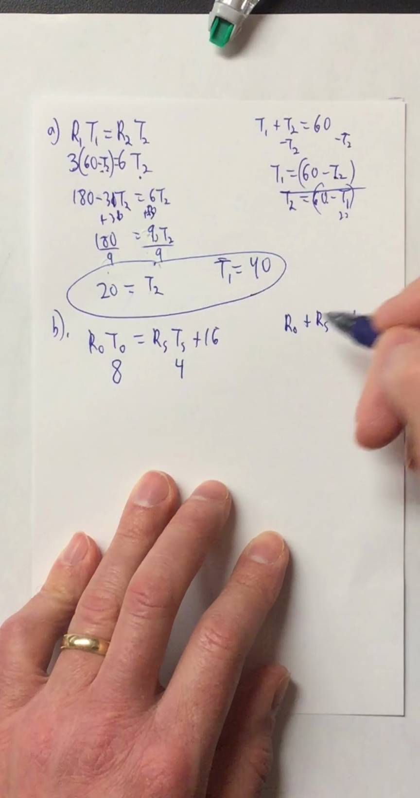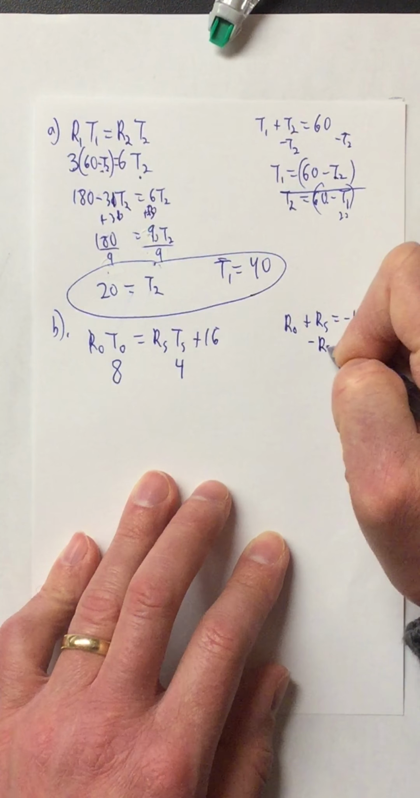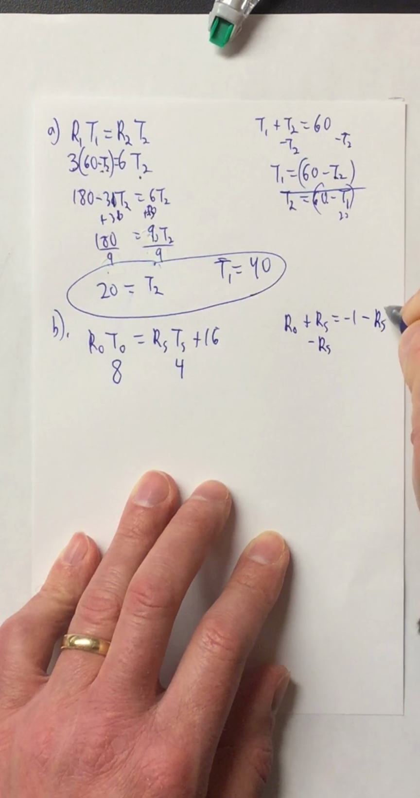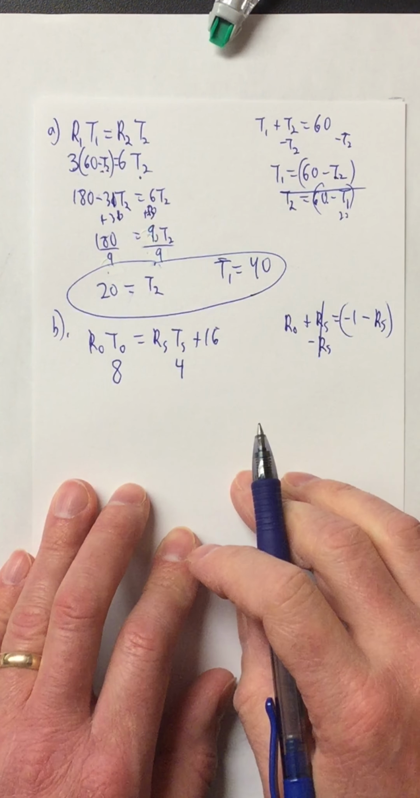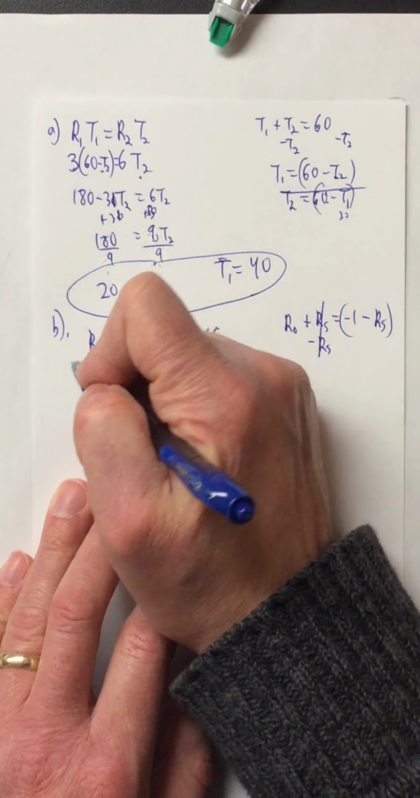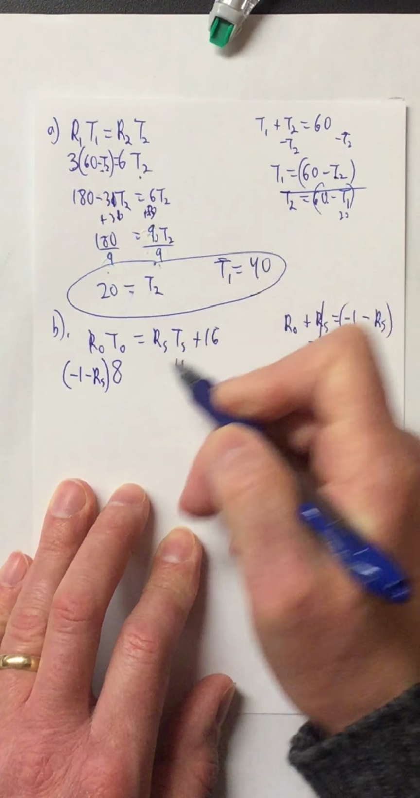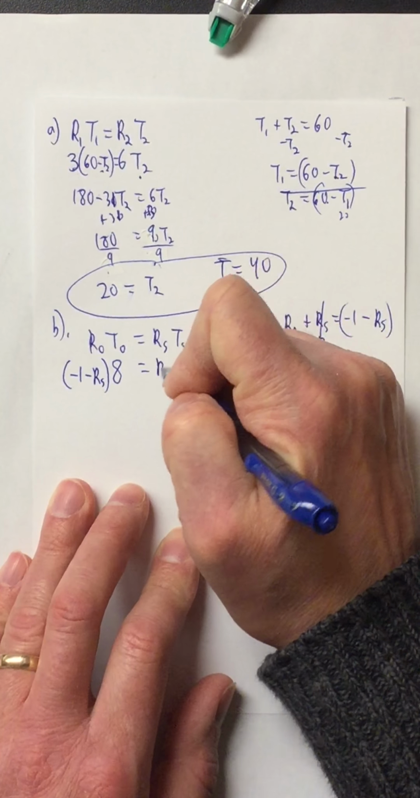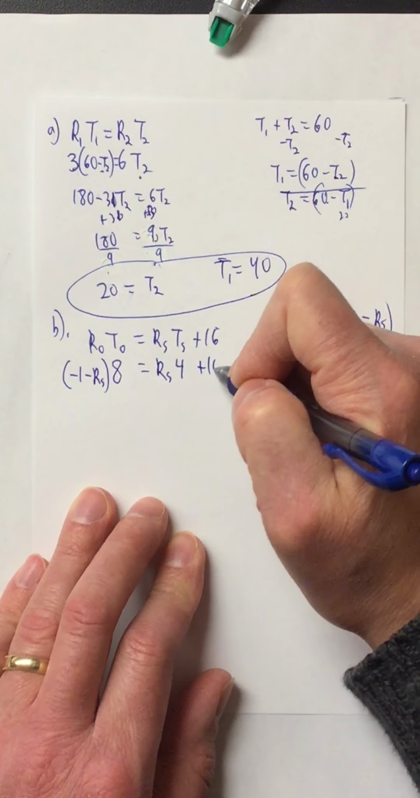All right, once again, I got to get one of these two by itself so I can substitute it in. So let's subtract an RS from both sides. Cancels here. And my RO is equal to -1 minus RS. So let's plug that in. That comes over here. -1 minus RS times 8 is equal to RS times 4 plus 16.